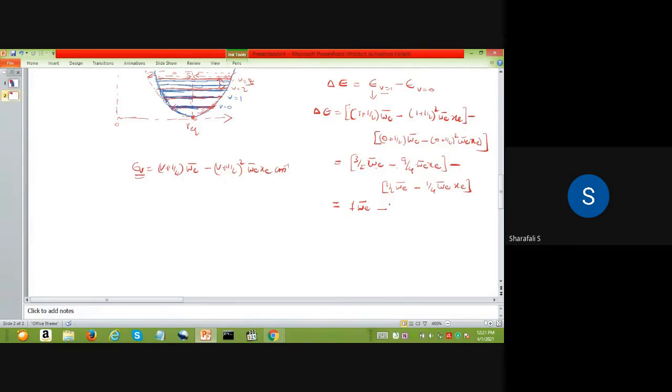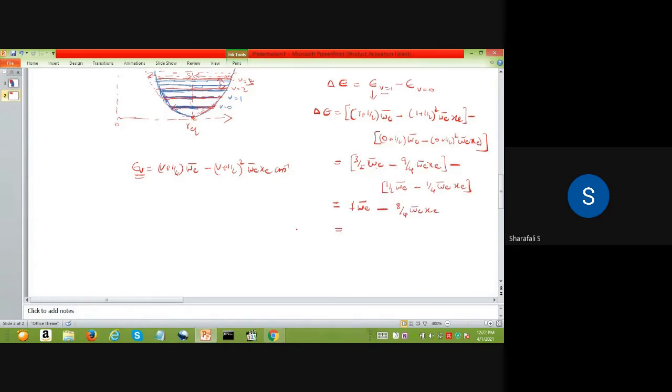Sorry, this is minus plus that will come. So this is minus 9 by 4 plus 1 by 4 will come. So that is 8 by 4. So that is nothing but minus 8 by 4 omega e bar xc.